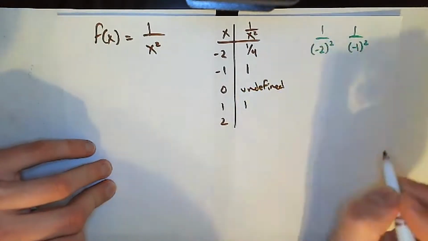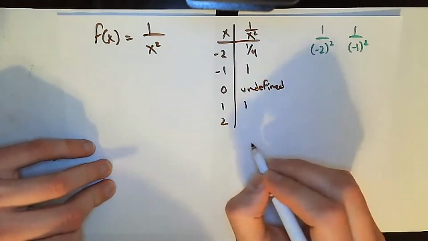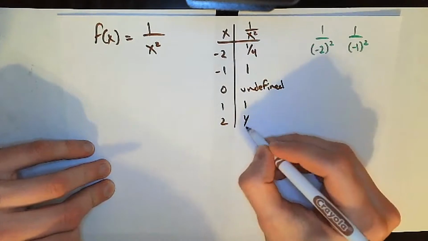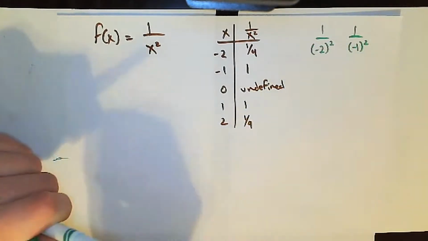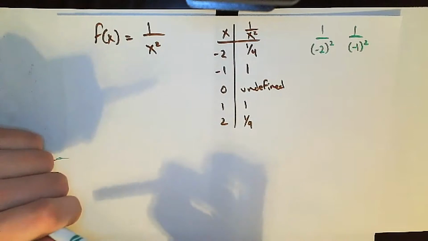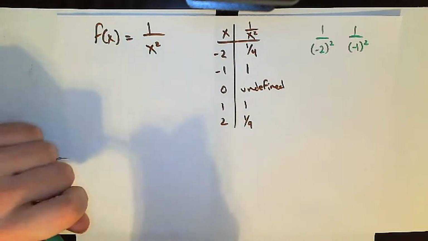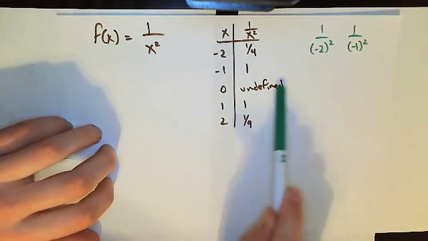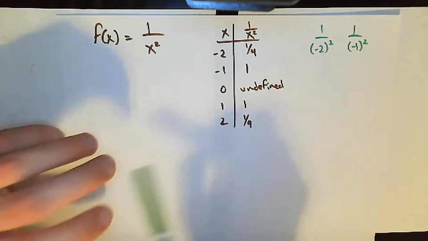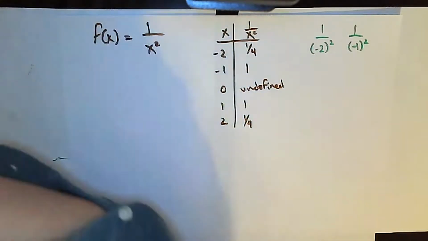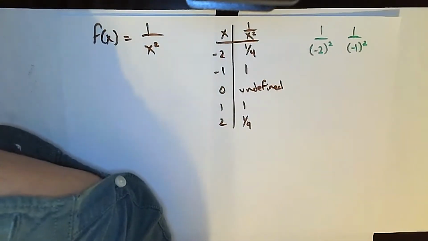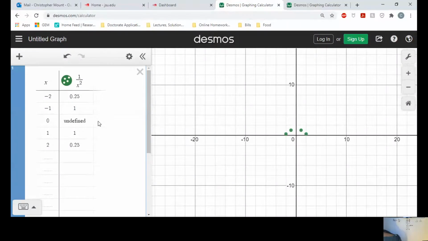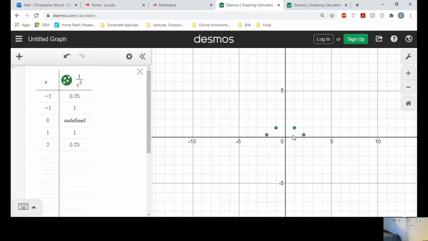1 over 1 squared is still 1, and then 1 over 2 squared will just be 1 over 4 again. So we're seeing symmetry again here, where it's only outputting positive, so it's symmetrical. 1, 1, 1/4, 1/4. All right, so now let's go look at Desmos. It's already calculated those 5 values for us, and keep in mind it's giving us the fractions as decimals, so 1/4 is 0.25.